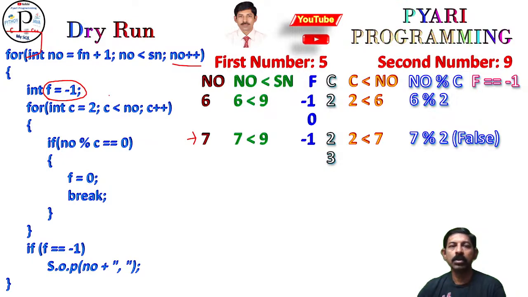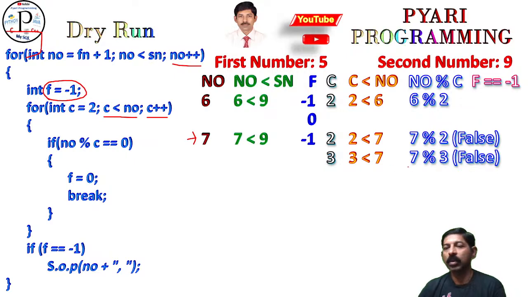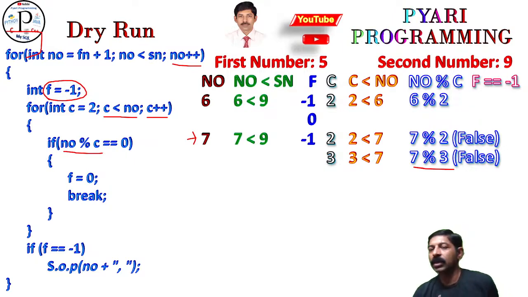Where is the mouse pointer? C is 3 now because of C++. Now condition C is less than NO, true. After that I will check the condition 7 modulo 3, this one. Swastik, are you able to understand this time? You are looking for higher things, but before that the basics have to be clear.